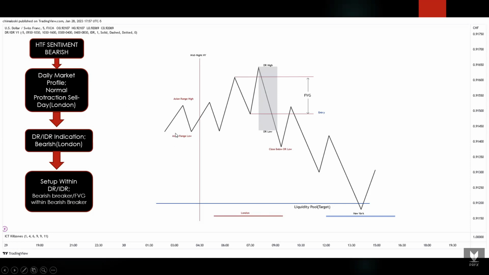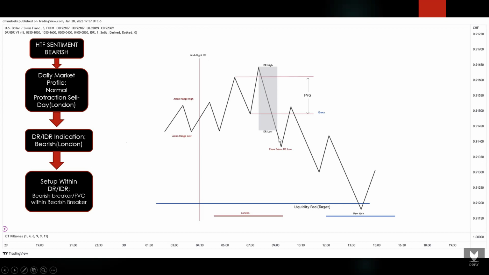Now, we're going to come in. We've identified that we are in a higher time frame bearish marketplace. We move into the 24-hour cycle or the 24-hour day, and we find a normal protractionary sell day after midnight New York. And what we're looking for next, the third thing, would be to look for the defining range to make sure it agrees with everything so far. And then we're going to combine the structure and look for a setup within the defining range.